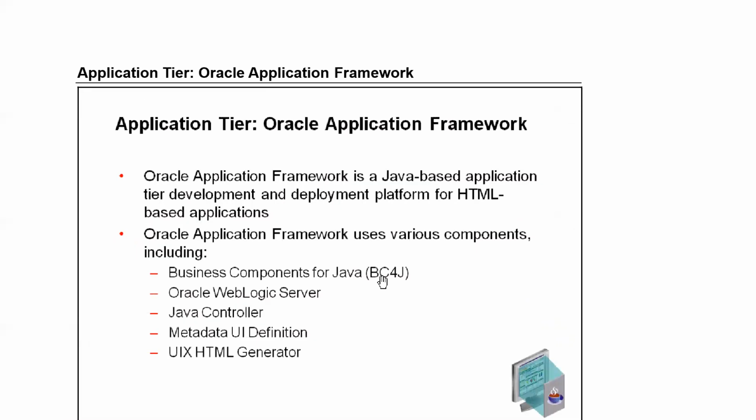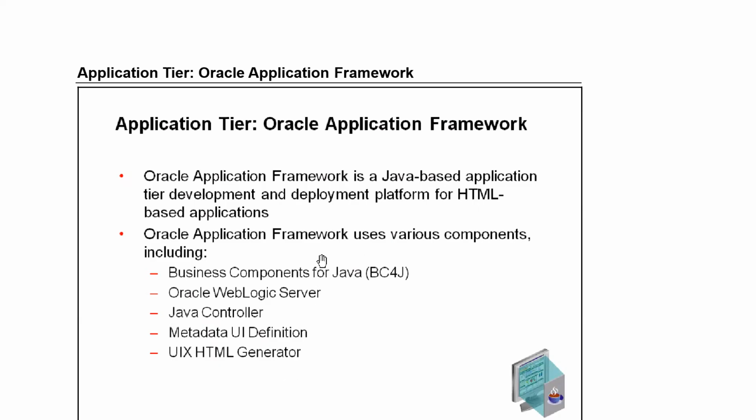So we have different components with respect to HTML. It's called Oracle Application Framework. There's a separate team who will be working on all this. Oracle Application Framework is a Java-based application development and deployment platform for HTML-based applications, and it consists of various components.